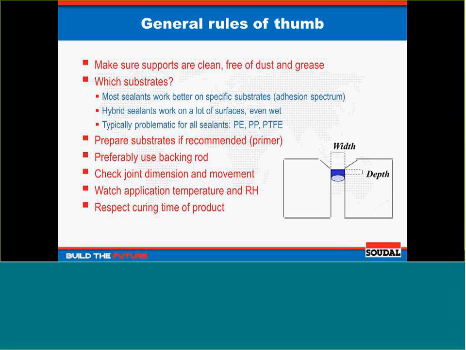Please avoid joints that are sticking to 3 sides because they will shear up in a very short time. Please also maintain a correct dimension. Don't make the joint too small because percentage-wise, it will have to take up much more movement than the maximum of 25% if you have a good quality sealant.